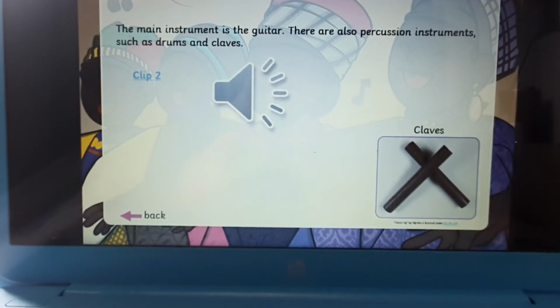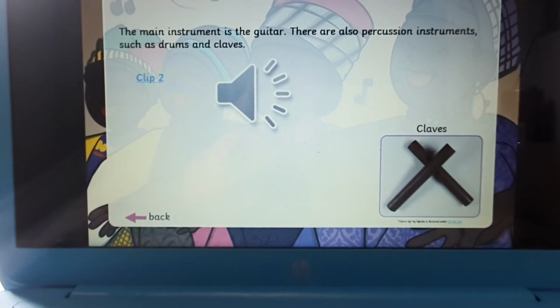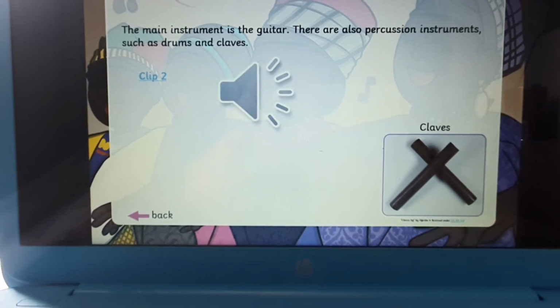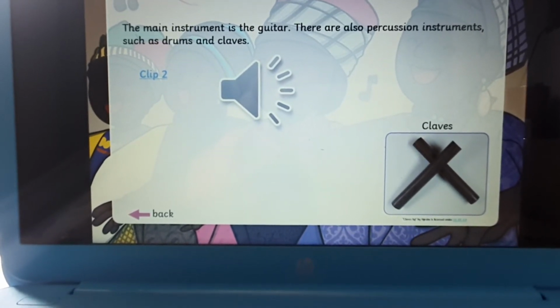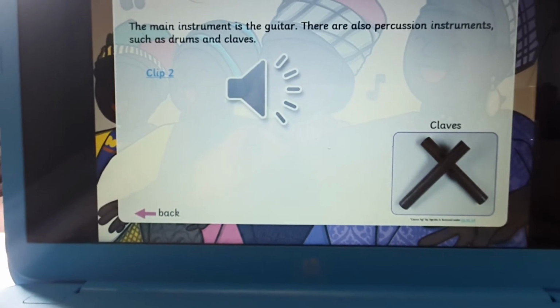Okay, for clip two. The main instrument is the guitar. There are also percussion instruments such as drums and claves.